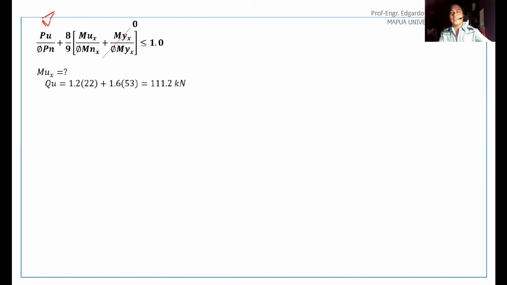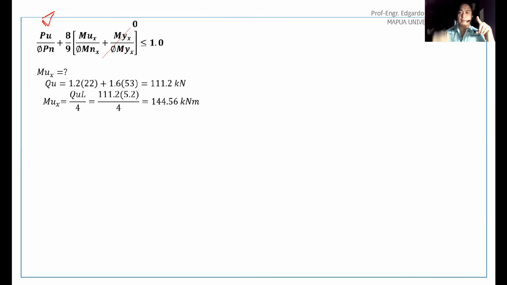So I first compute the factored load due to the lateral load, 1.2 of the dead plus 1.6 of the live. So we got 111.2 kilonewtons. That is the factored lateral load. Then our Q would be the concentrated load applied at the midspan of a simple beam. So the maximum moment there is PL over 4.